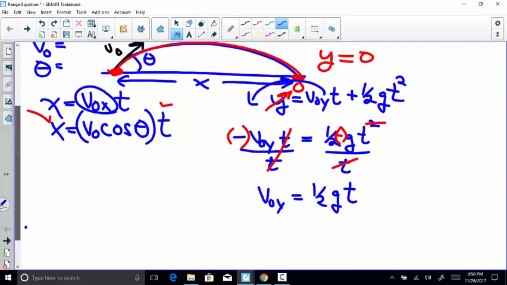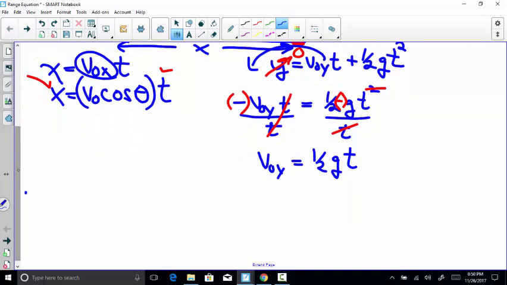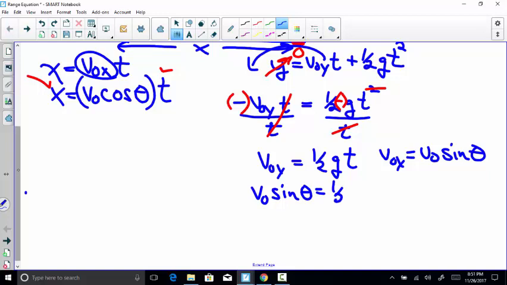Now, as we go here, I still essentially have two unknowns, because I don't know what time is. But I'm going to do something here. V initial y is really v initial times the sine of theta. So we're going to plug that in here. So v initial sine of theta equals 1/2 g t.